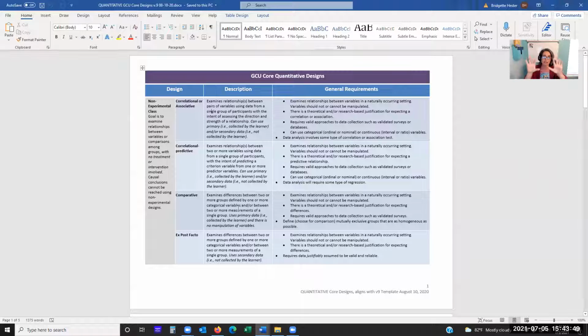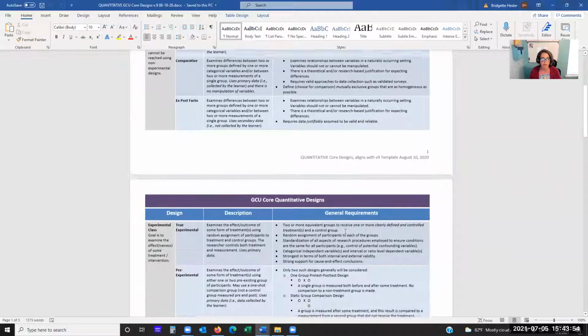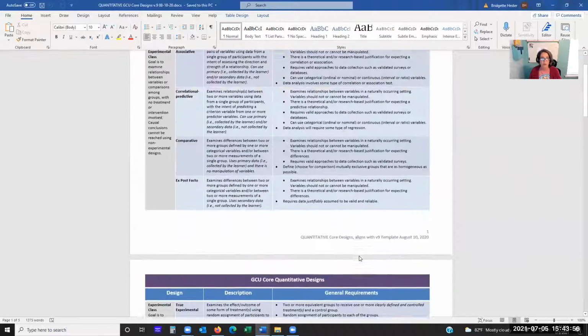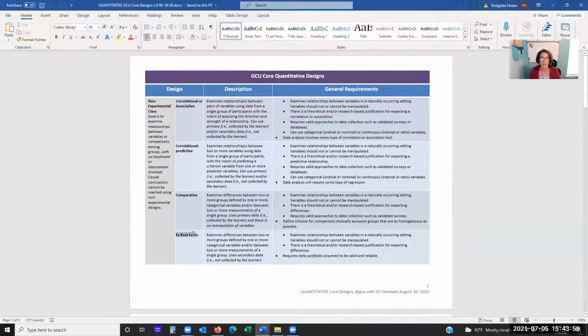Comparative is the differences between groups. A lot of times you hear that as causal comparative. And then we've added this here to make it just a little bit more clear: an ex post facto design. That's when you're looking at the differences between two or more groups, but you're not collecting the data. You're using secondary data. You didn't collect it, but somebody gave you information from like a nationwide database or something. That would be that.